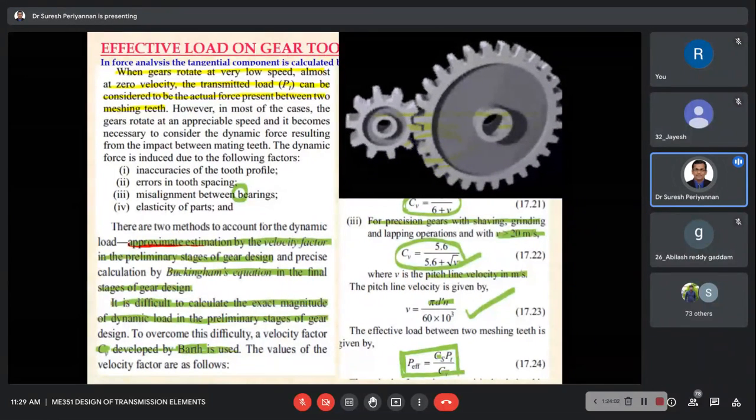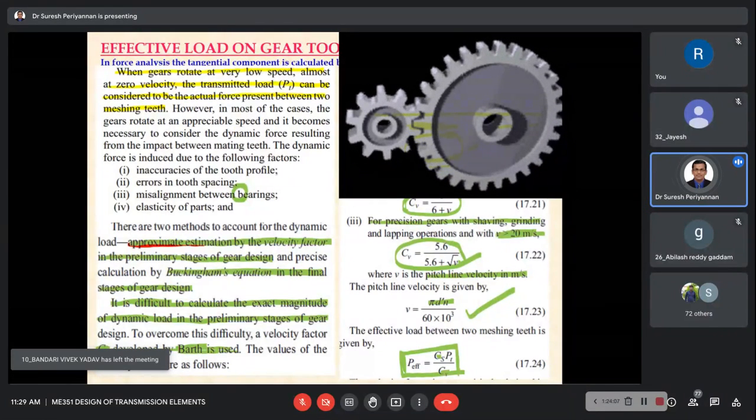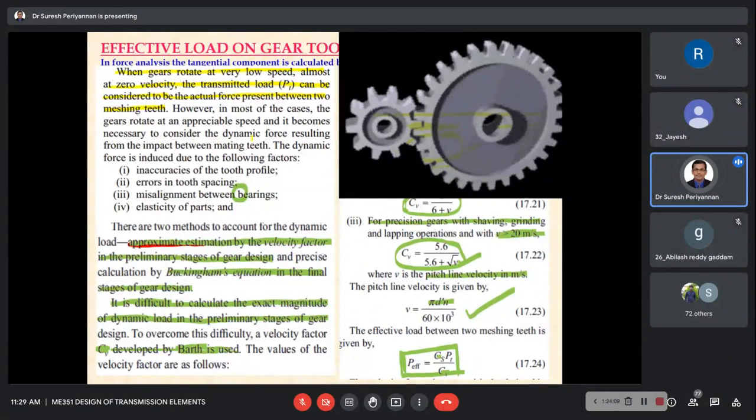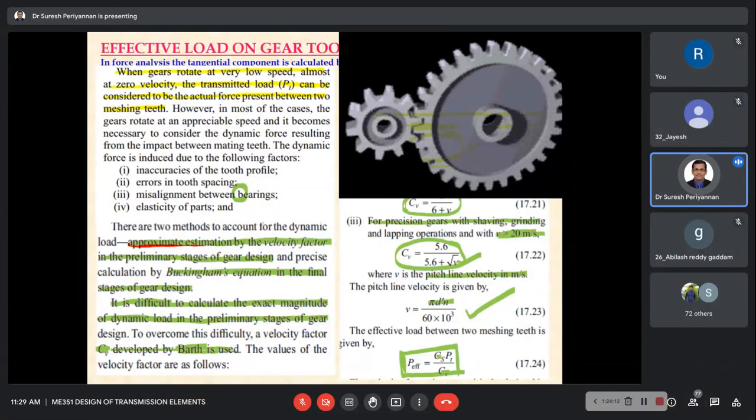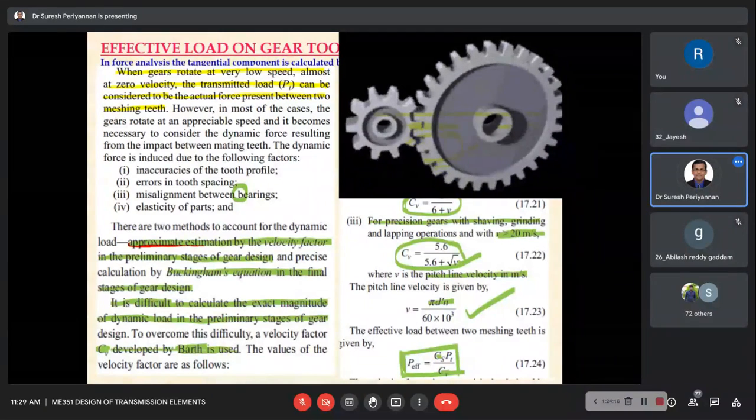However, in most cases, the gear rotates at an appreciable speed, and it becomes necessary to consider dynamic force. Now we are entering into the dynamic condition, the dynamic load, and how it will be introduced.